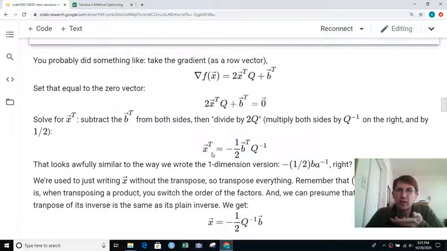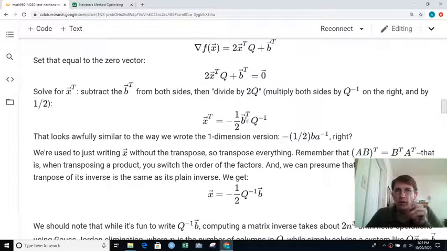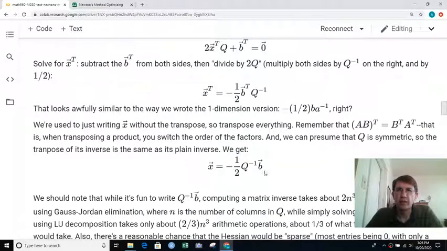We're not used to saying here's x transpose, so we can go ahead and transpose this whole thing to get just plain x. And when we do that, you have to switch the order of the product when you transpose it, and b transpose ends up being b. And we're presuming Q is symmetric, because if it isn't, we can use a symmetric version of it. And so the transpose of Q inverse is just Q inverse still. So that's a little bit more familiar, doing a matrix times a vector.